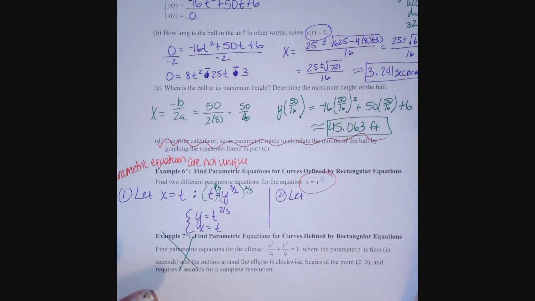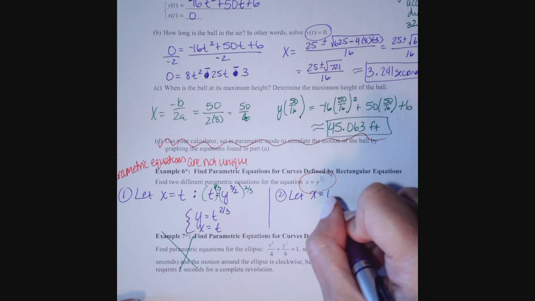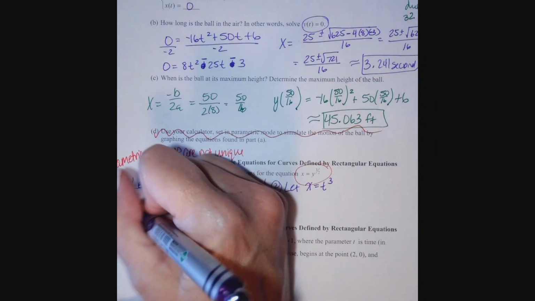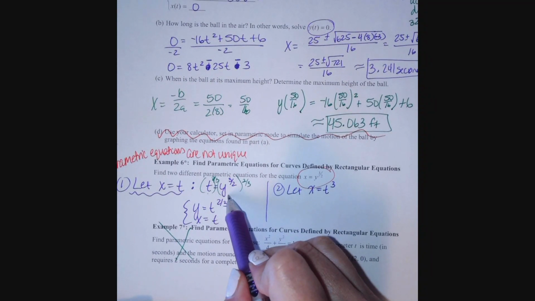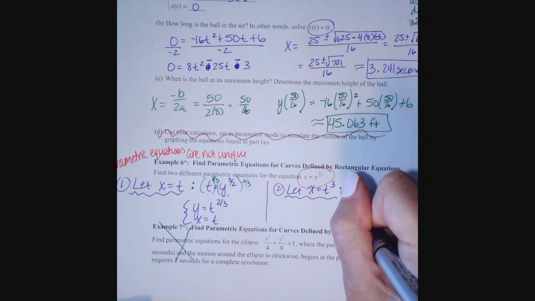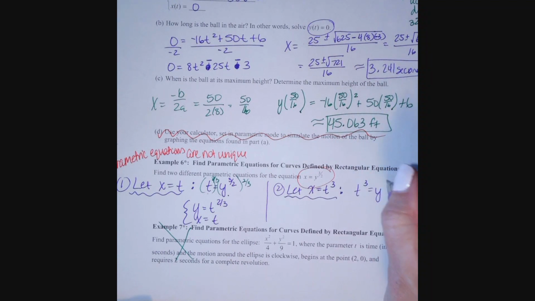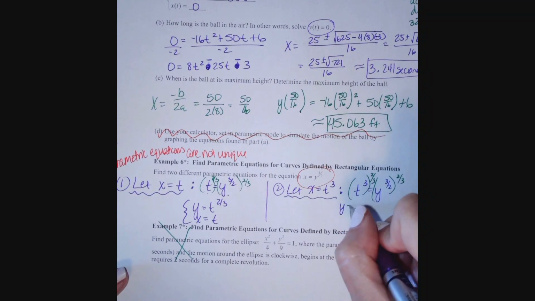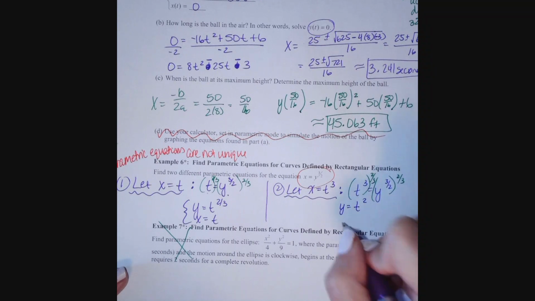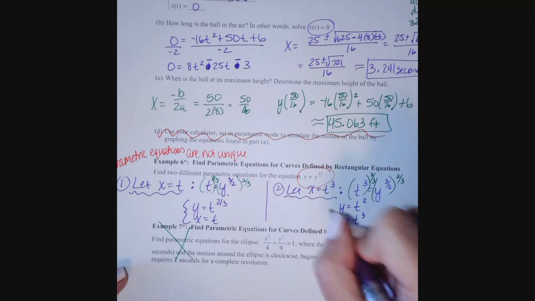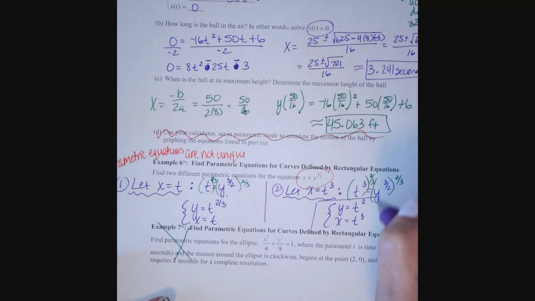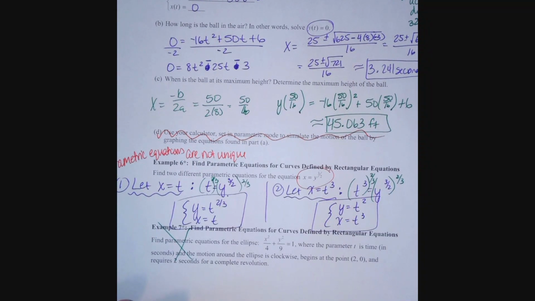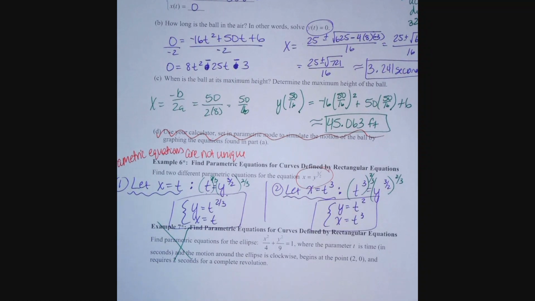Well, let's define x differently. Let's choose to define x as t cubed. If I let x equal t, I have t equals y to the 3/2. If I let x equal t cubed, then I have t cubed equals y to the 3/2. So for this one, when I raise both sides to the 2/3 power, I get y equals t squared, and that's true when x is t cubed, and that is a second system of parametric equations. Both of them represent that rectangular equation.